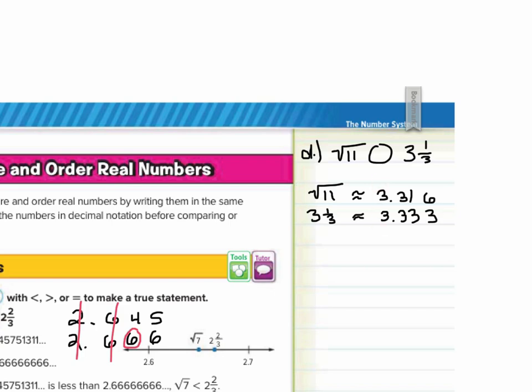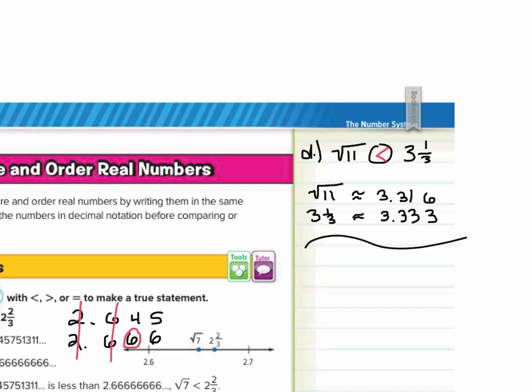And now, a couple ways of mentally going through this. In our ones place, we're the same, so we need to go to our decimals. Tenths place is the same, 3 and 3. And in our hundredths place, this 1 is smaller than the 3, and so the square root of 11 is going to be less than 3 and 1/3. The other way, since we're lined up in the thousandths spot, and our ones are the same, I have 316 thousandths and 333 thousandths. Well, 316 is less than 333, so the square root of 11 is less than 3 and 1/3. Two different ways of looking at the same problem.